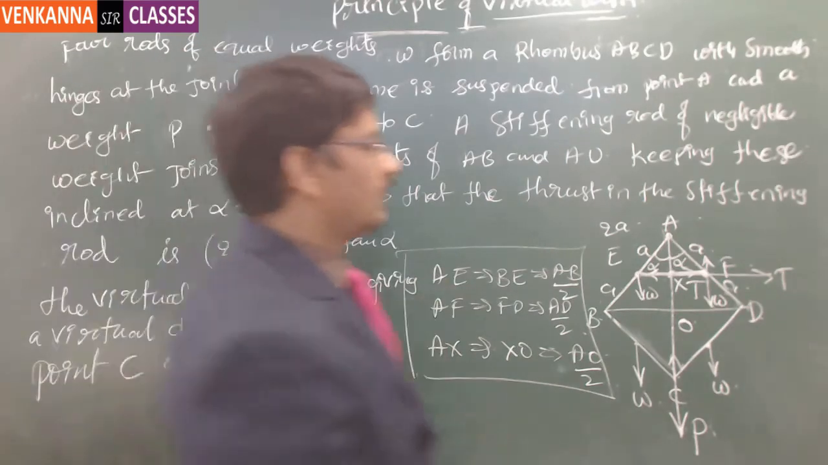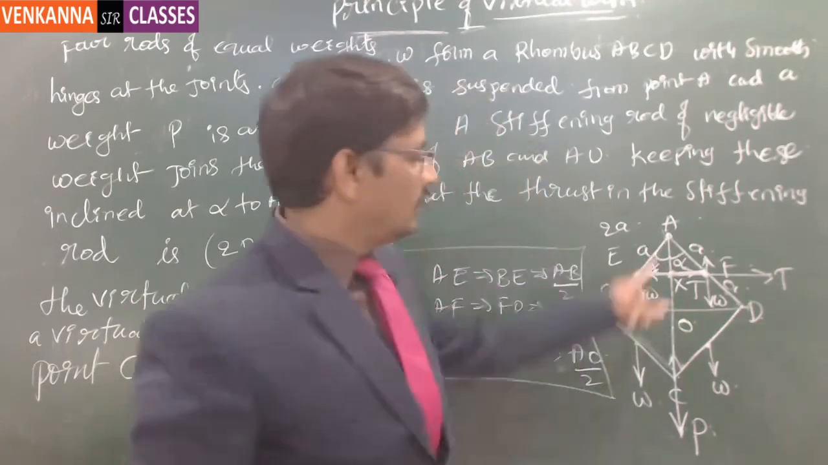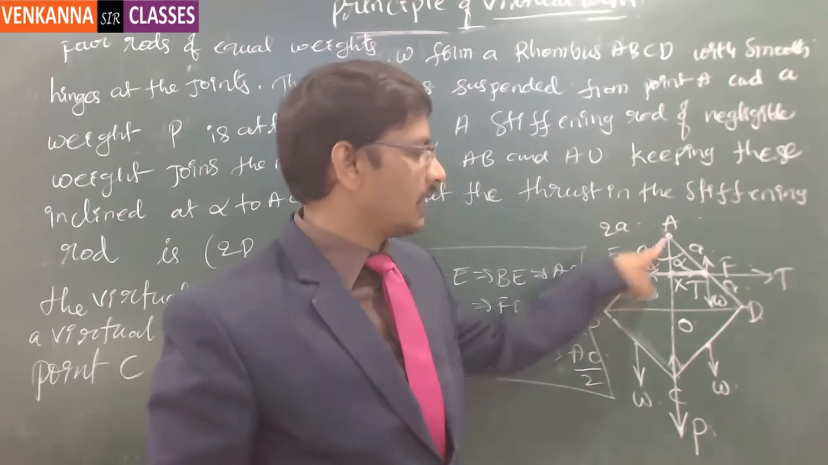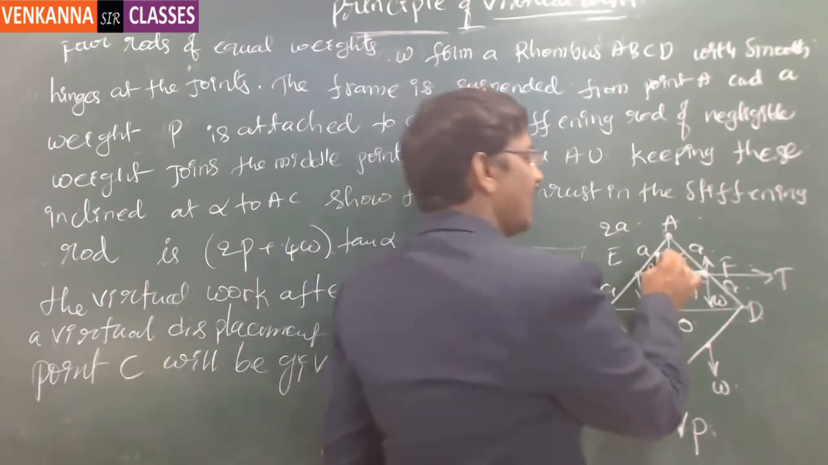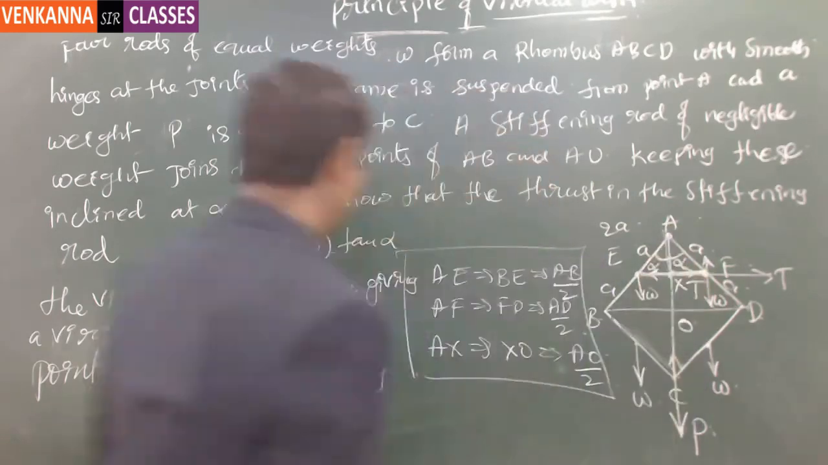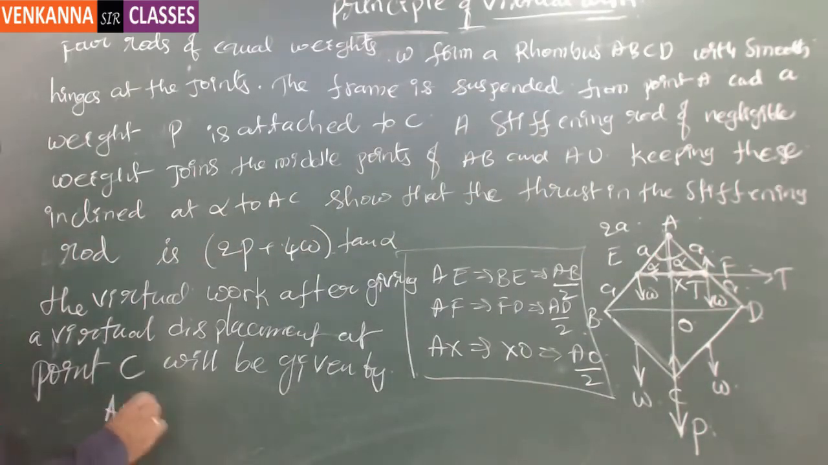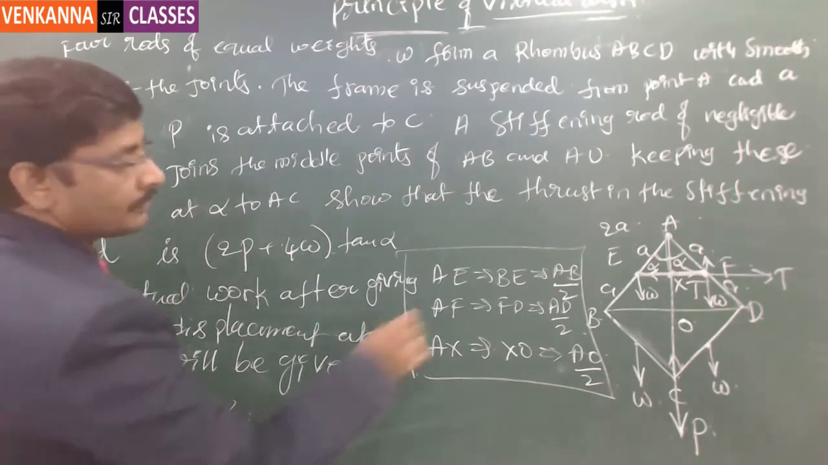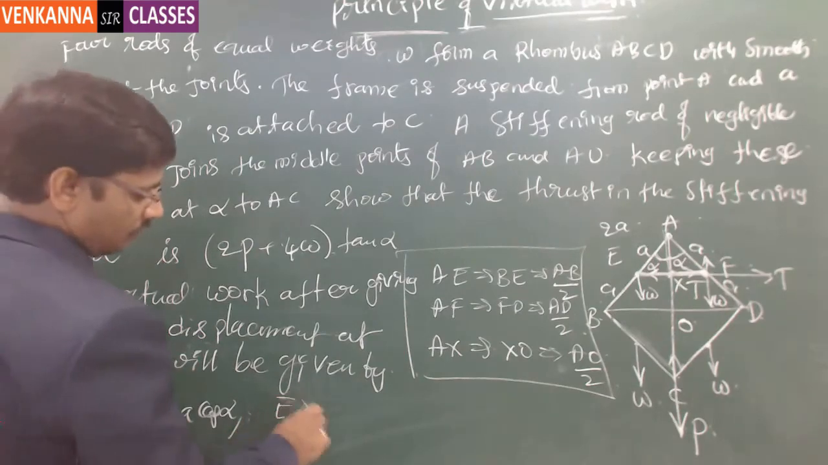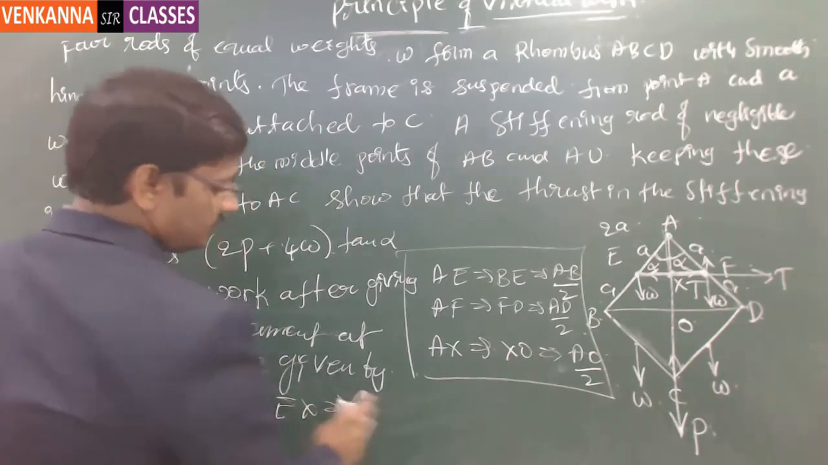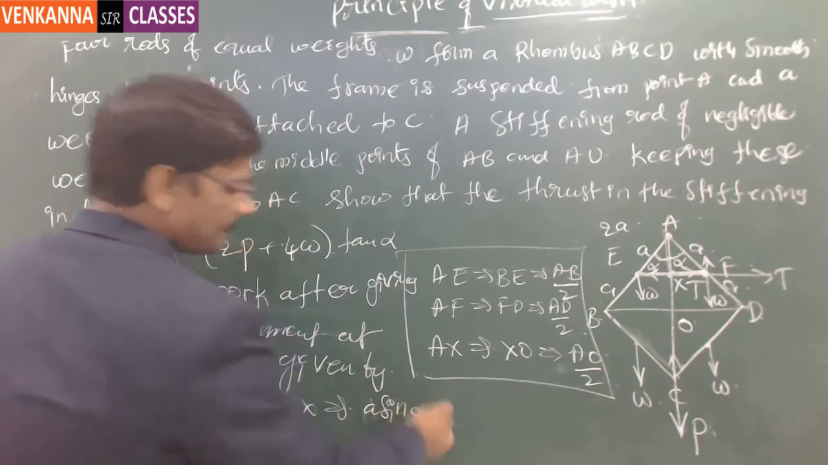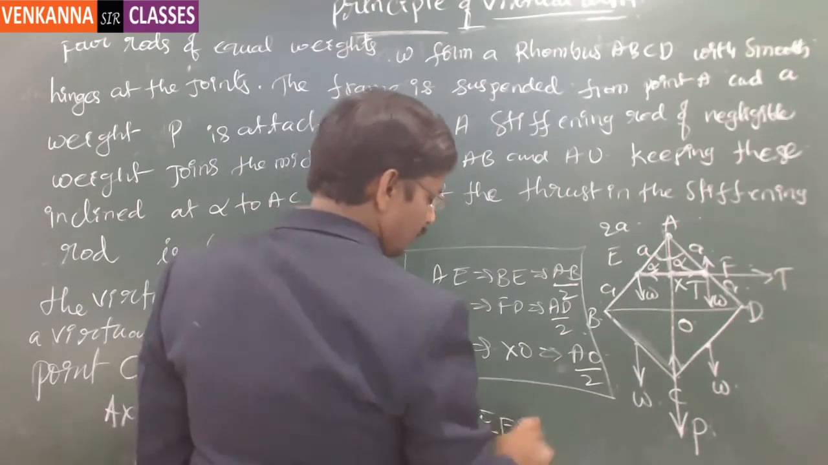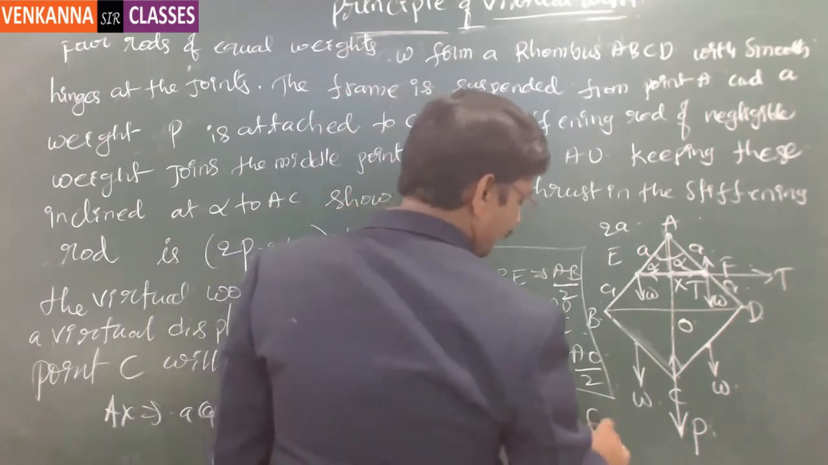now let us see what are all the forces and lengths that are incurred in this. Now this length is A, and this is the midpoint of this particular structure, hence this length is A, and this is making an angle of alpha. Then AX is equal to A cos alpha, and EX is equal to A sin alpha. But we need the displacement EF. EF is equal to 2 times A sin alpha.